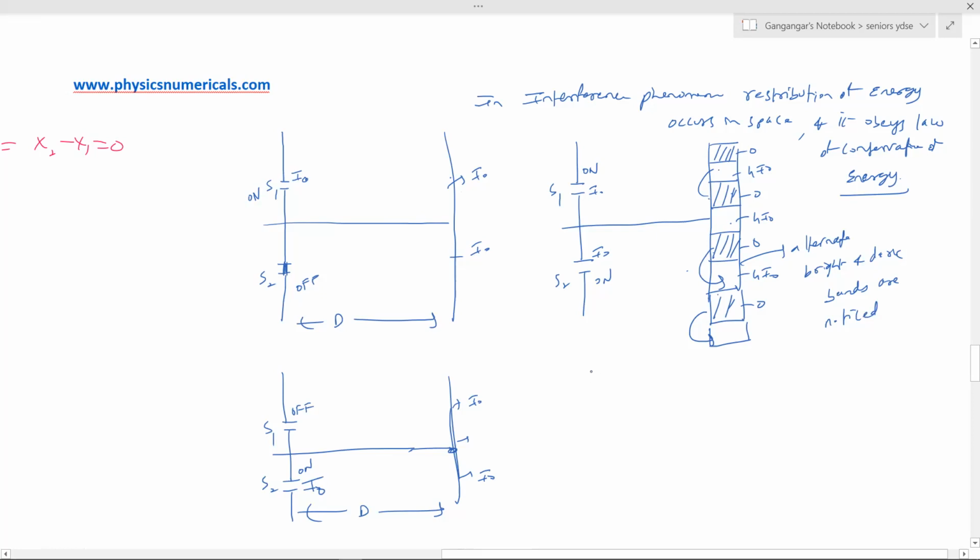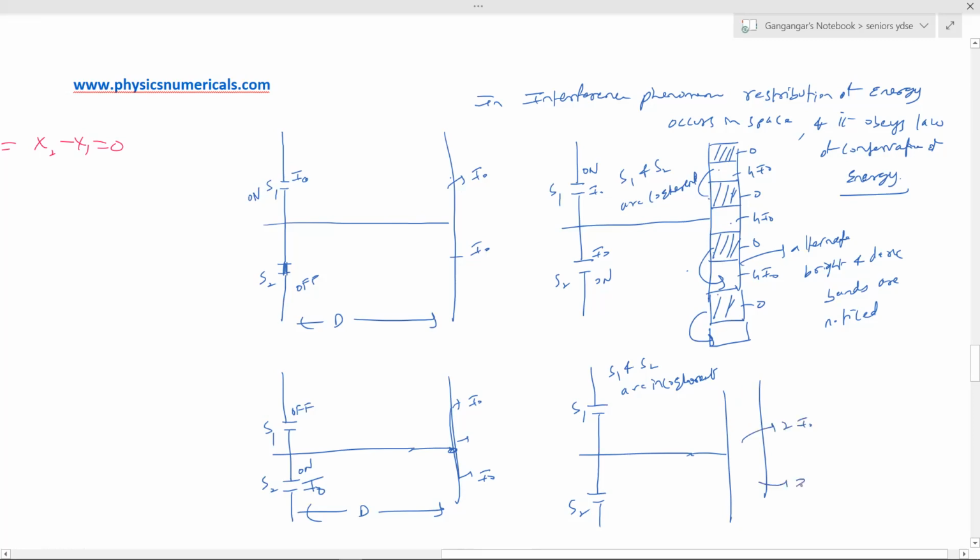Sorry, if S1 and S2 are incoherent, yes, strict condition, S1 and S2 must be coherent. If they are incoherent, everywhere the intensity will be 2 I naught. We don't see any alternate bright and dark bands. Everywhere it will be 2 I naught, just the addition of intensities, so at all points on the screen, intensity will be 2 I naught.